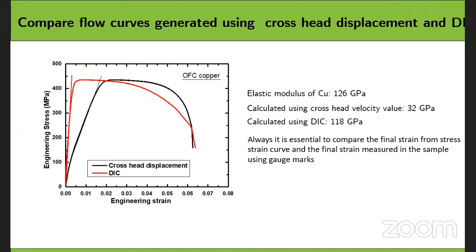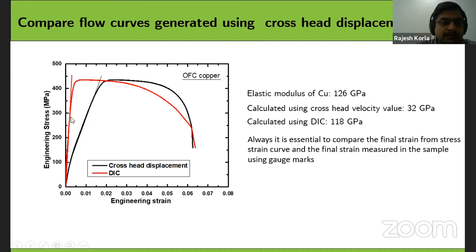So this is the uniaxial stress strain curve calculated from the displacement from the crosshead that we showed in the initial slides of my presentation. This is the stress strain curve I calculated using the DAC, which I showed just now. These are two different length scale experiments, and I calculated the modulus by calculating the slope of this line and the slope of this line.